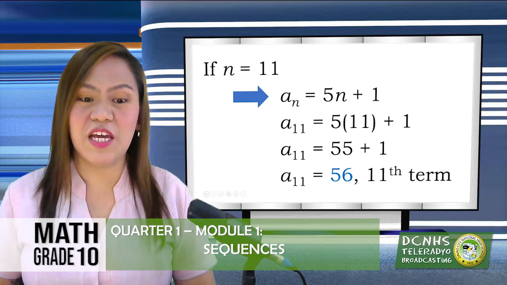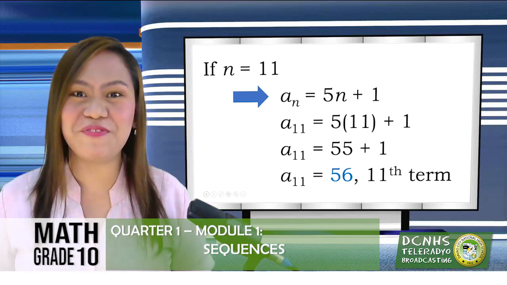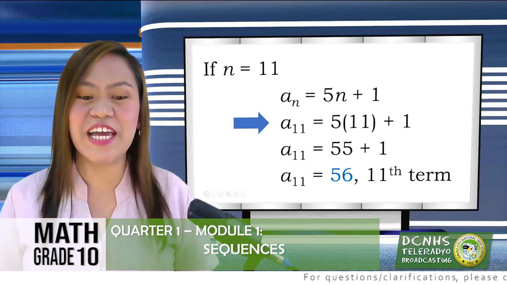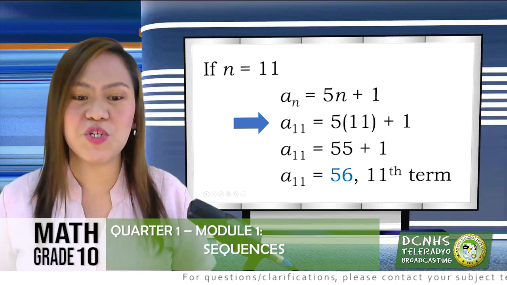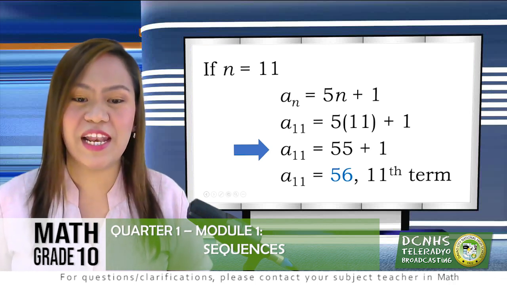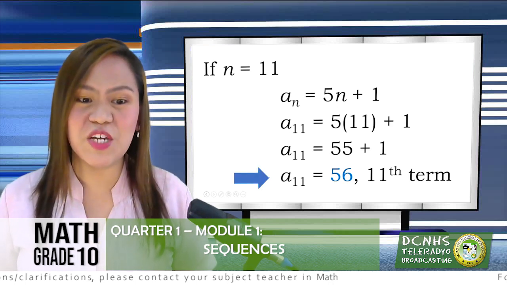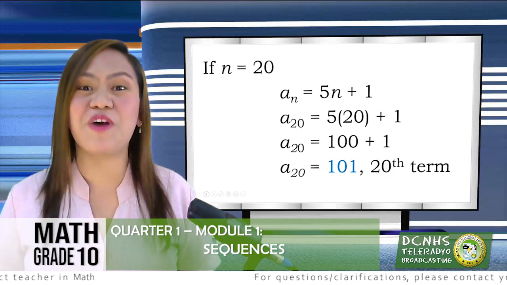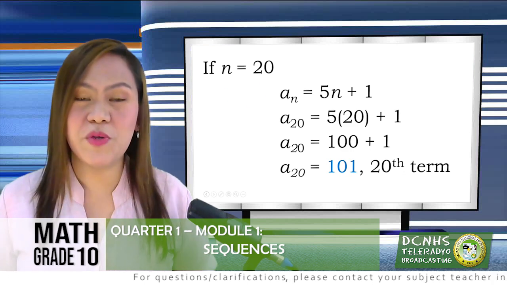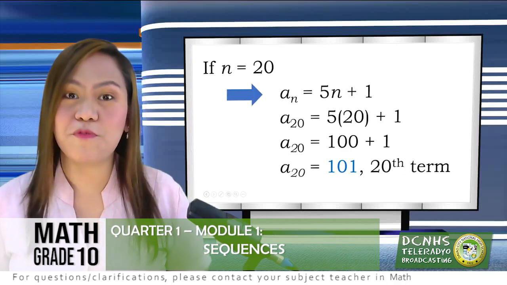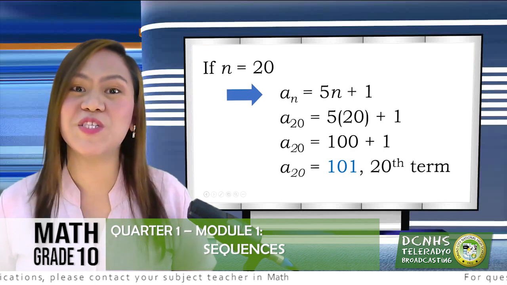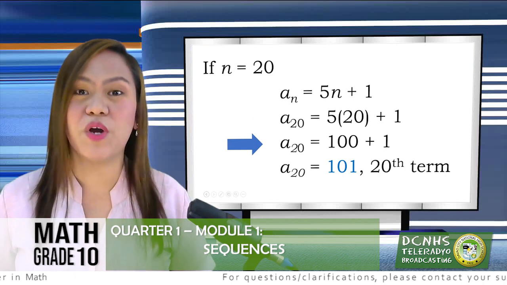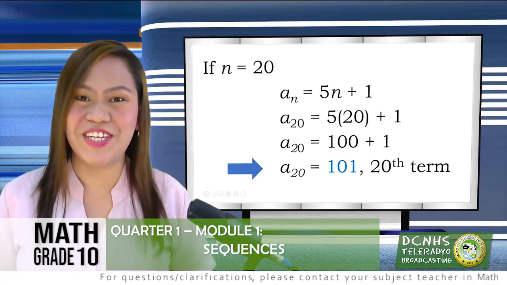a sub n, a sub 11, is equal to 5 times 11 plus 1. We perform the indicated operation and simplify, and we arrive at the answer of 56, which is our 11th term. If n is equal to 20, we write the given formula a sub n is equal to 5n plus 1. Then we substitute the value of n, perform the indicated operation, and simplify, and we arrive at the answer of a sub 20 is equal to 101, which is our 20th term.